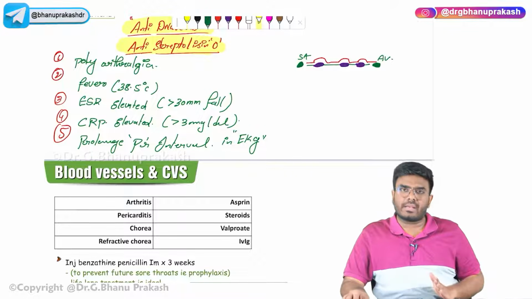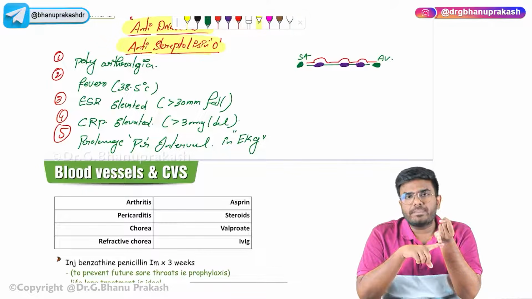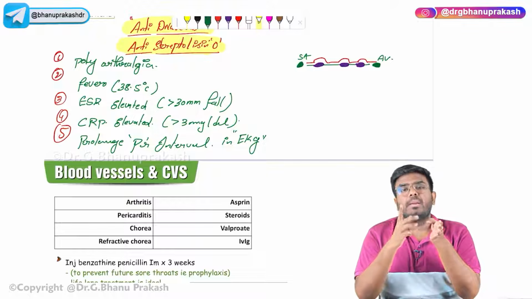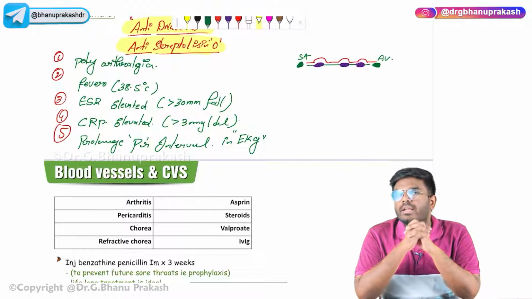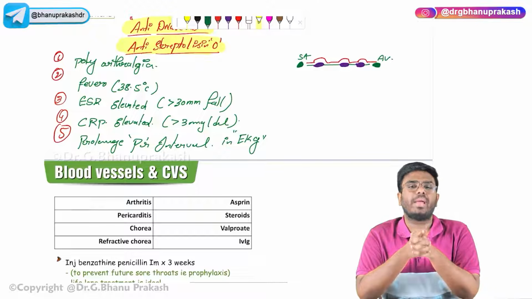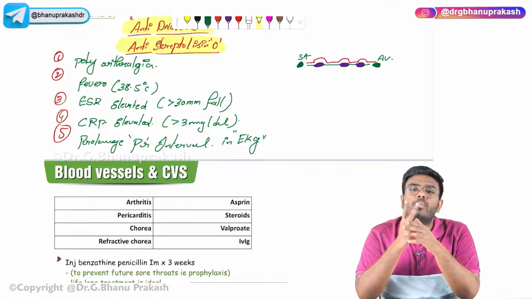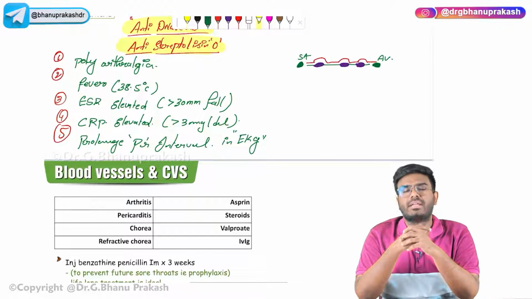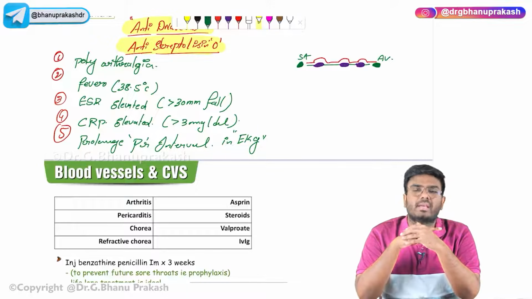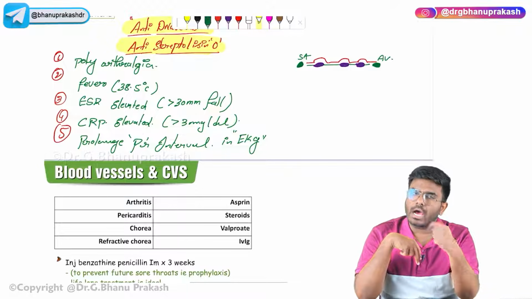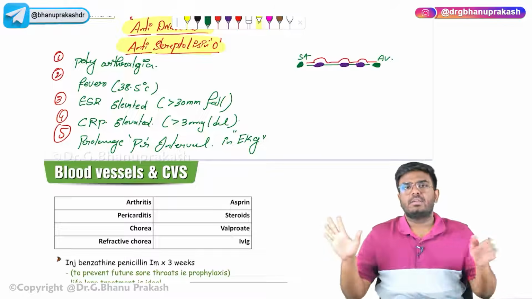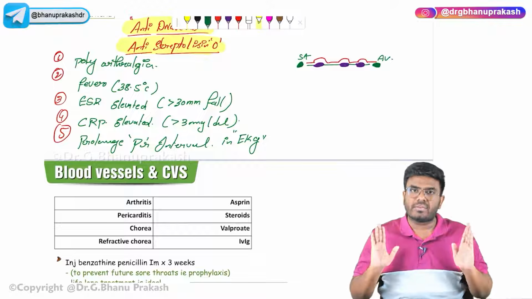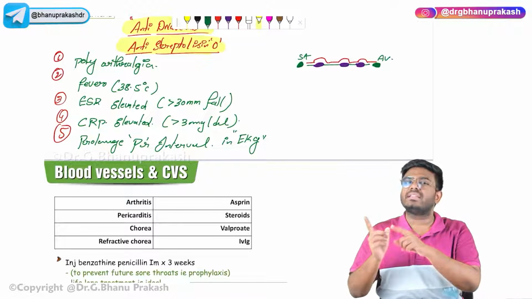So these are considered as minor criteria. So what are the minor criteria? Polyarthralgia, fever, elevated ESR, C-reactive protein, and prolonged PR interval. These are the minor criteria. So now tell me, how to put the diagnosis that this fellow is having rheumatic fever? At least two major criteria should be there, or at least one major criteria with two minor criteria. So this is the revised Jones criteria. If the patient is fulfilling all these criteria, yes, he is having rheumatic fever. If heart is involved, then it is rheumatic heart disease.